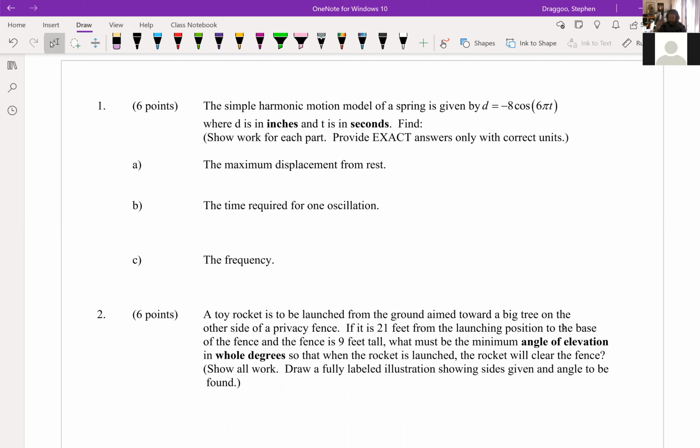where the model of a spring is given by D equals negative 8 cosine of 6 pi t, where D is in inches and t is in seconds. Find exact answers to each of the following: maximum displacement, time required for one oscillation, and the frequency.